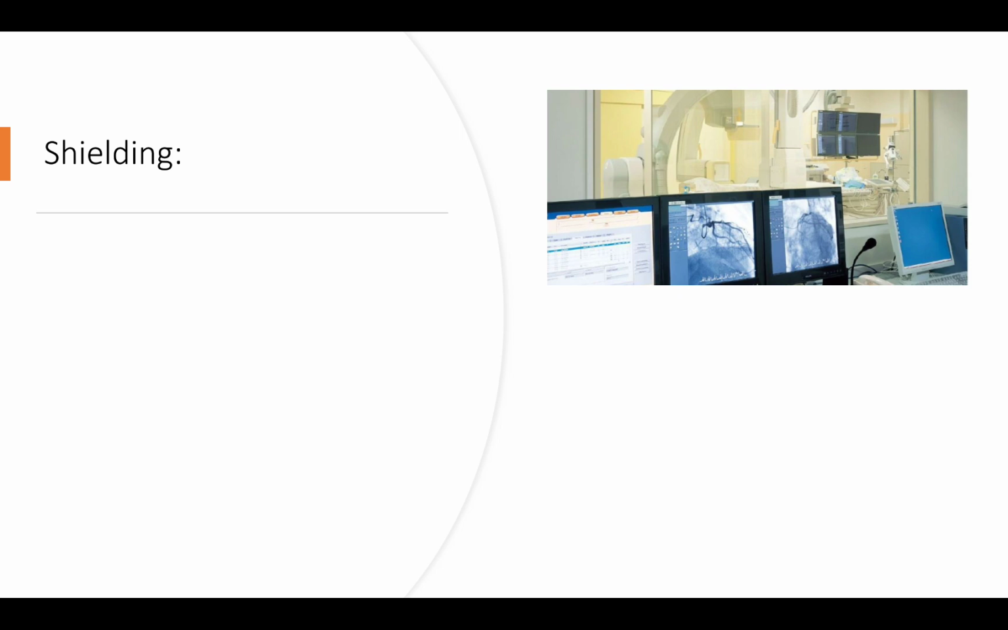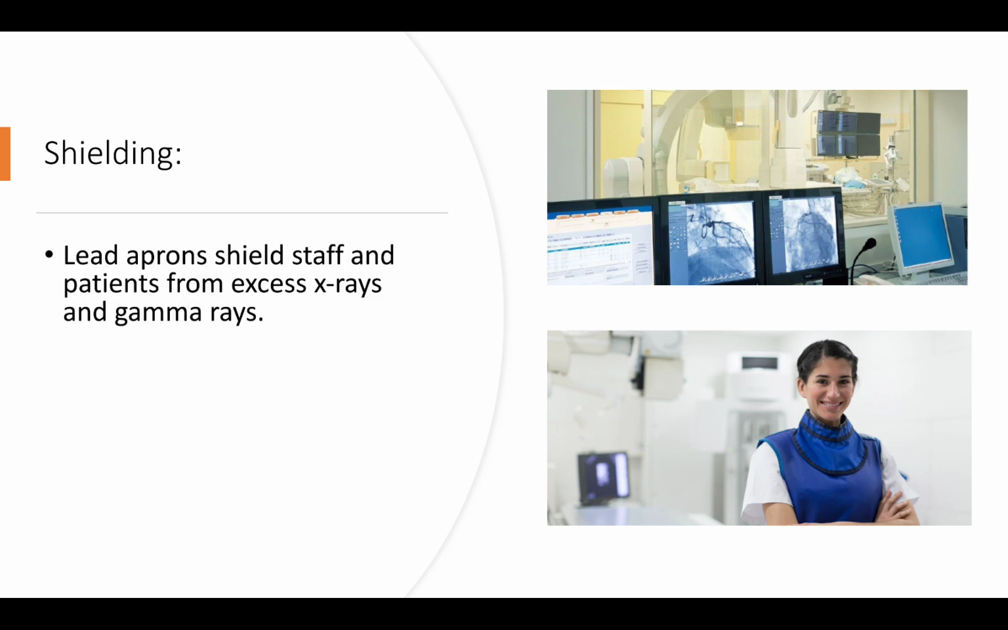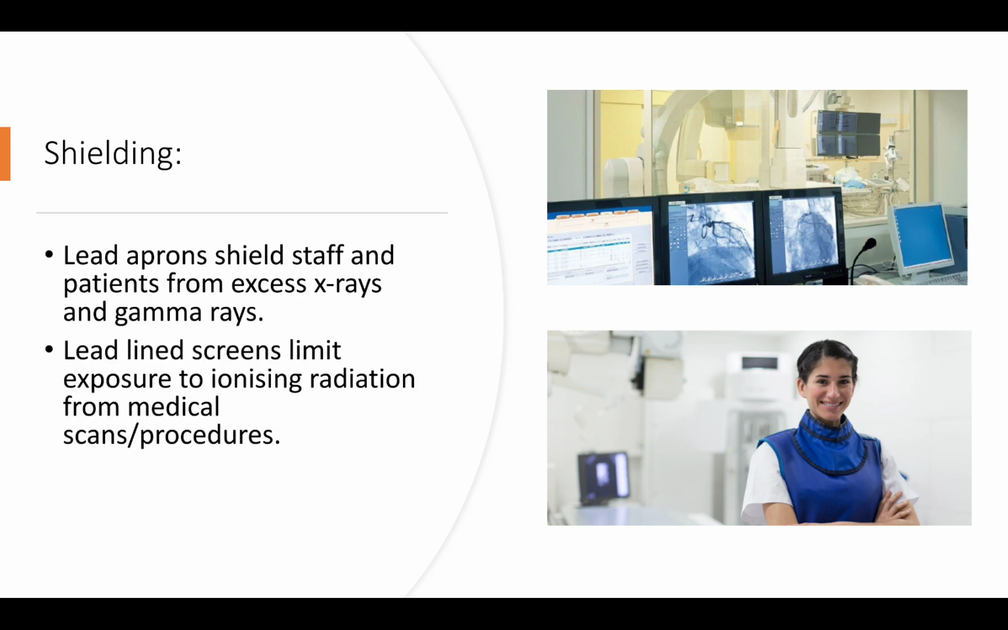So next up is shielding. This looks fancy. I have a picture here. So lead aprons protect staff. So lead aprons shield staff and patients from excess X-rays and gamma rays in a hospital. So that's that blue thing. The bottom right hand corner, the vest.